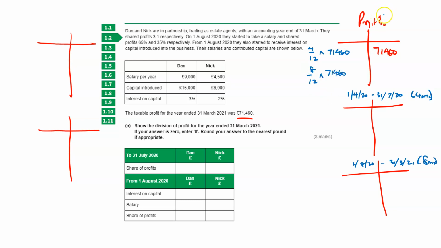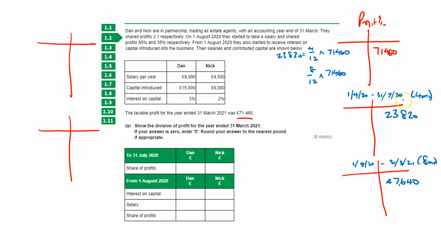So I can close this profit account. So 4/12 of 71,460 is 23,820, right? That's 23,820. So I'm going to debit this profit account here and put it in this profit account. I mean, this is still a profit account. I'm just creating two profit accounts now, right? And then the difference, of course, is the 8 over 12 times that, which takes us to 47,640. So this is the big one.